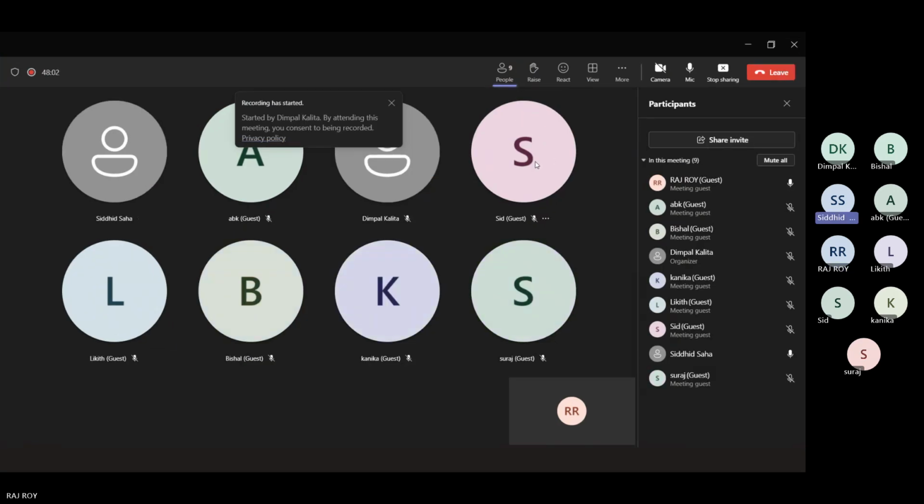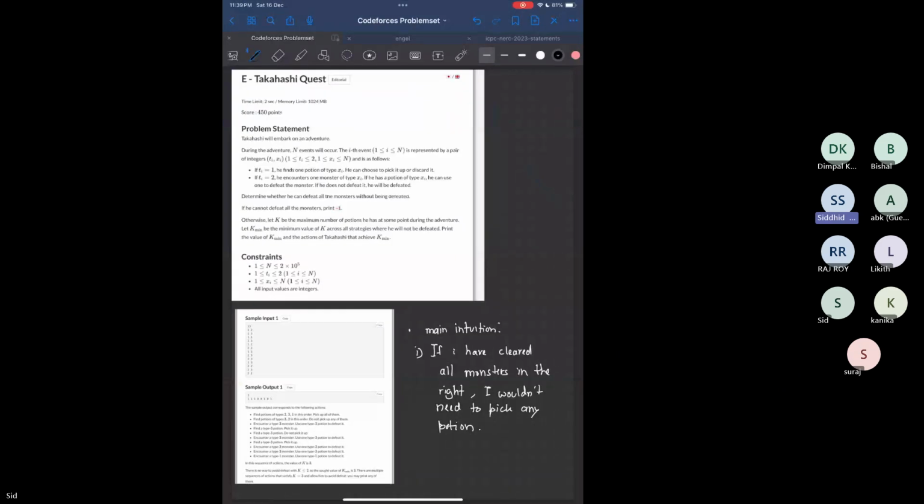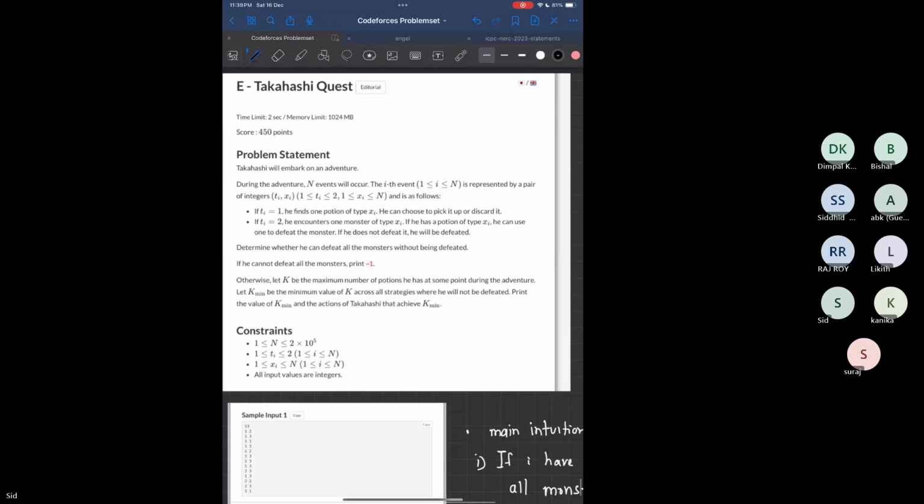Okay, भैया. Okay, I'll move on to question number E and F. So yeah, let's move on to question number E.